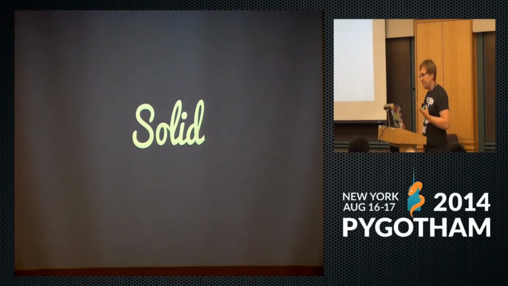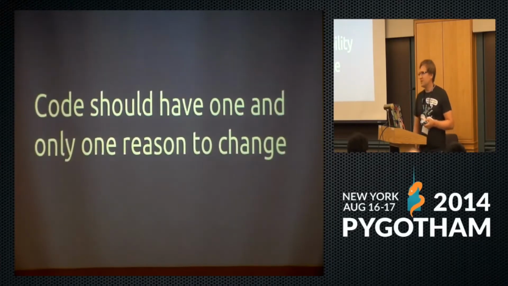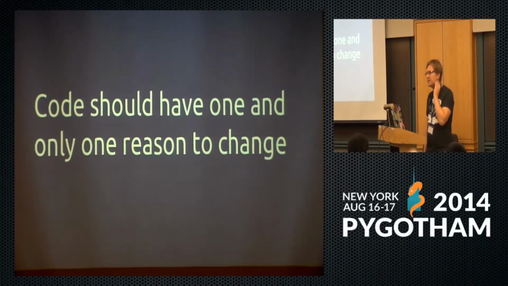So the first 5 principles are called the SOLID principles. They were sort of brought together by Uncle Bob Martin. And these are sort of the basis of object-oriented design. The first one is the single responsibility principle. It says code should have one and only one reason to change.